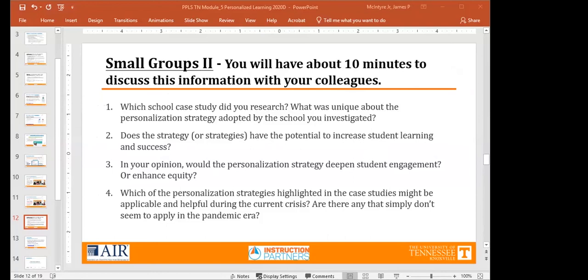And then which of the strategies that we've seen or talked about might be beneficial in the current crisis, versus are there any that simply don't seem to apply in the current pandemic era that we're in? So I'm going to invite you to small group conversation, and we will have about 9 or 10 minutes to have a discussion about these topics, and then we'll come back together to wrap up before the top of the hour. At about 5 minutes before the hour, we'll start to wrap up. So I'll invite you to small groups right now.